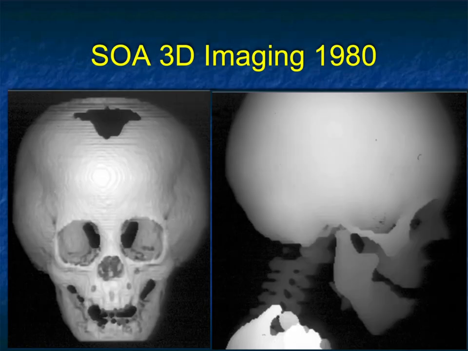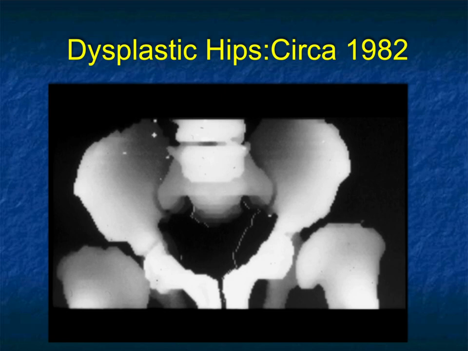State of the art, 1980. Okay, that's the head, that's the mandible. This was shaded surface, thick sections, 10 millimeters thick, every 10 millimeters. But it was a start. These took hours and hours to make these images. Yes, you can actually see the spine.